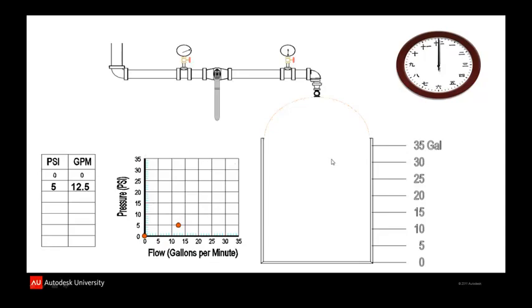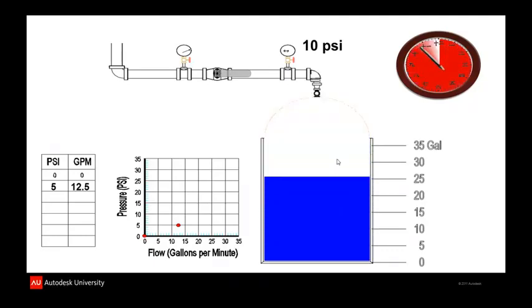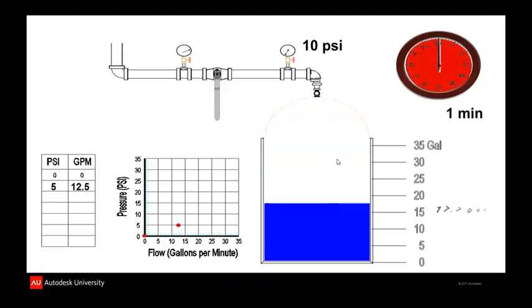Time to run our second test. When we do that, we're going to open the valve to get 10 psi. We'll run that for a minute. Water will collect in our garbage can, and we'll get 17.7 gallons, which means 17.7 gallons a minute. We'll put that on our chart, and we'll graph that on our graph paper.